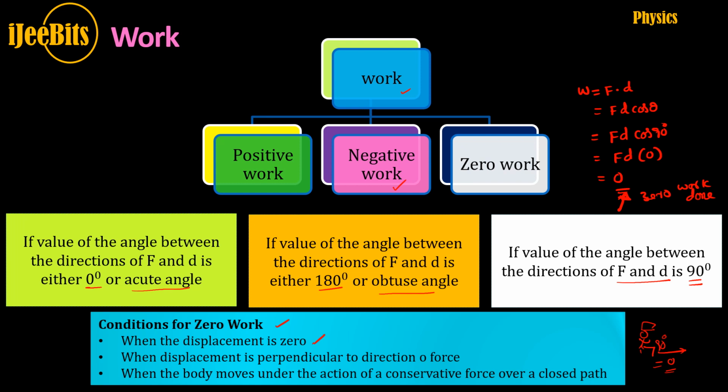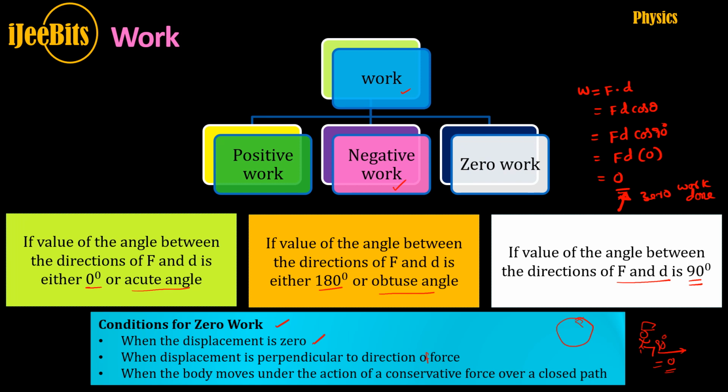Next one: when the displacement is perpendicular to the direction of the force. In this case also the work done would be 0. The third one: when a body moves under the action of a conservative force over a closed path. If it is a closed path, the initial position and final position are the same, and hence displacement would be 0. If the displacement is 0, then the work done would be 0. So these are the typical cases we can consider for zero work. Okay?